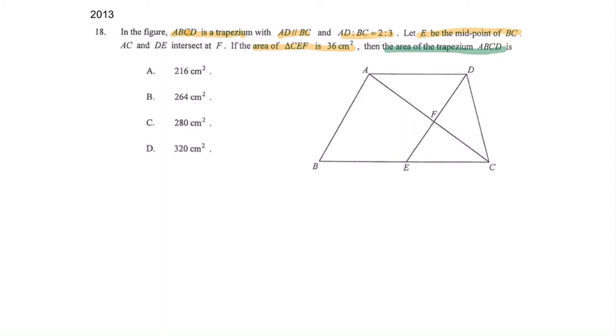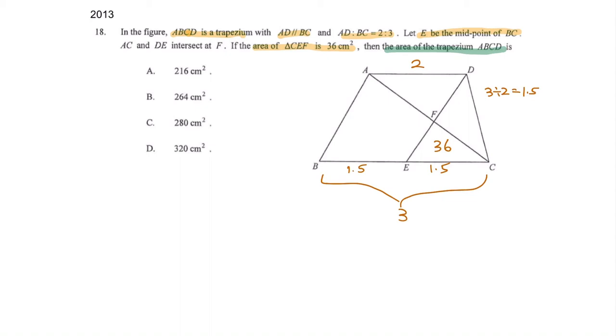AD and BC is parallel, nothing important in that yet. And then 2, and this whole thing is 3, and then next line, E is the midpoint. Midpoint means E is in the middle. So if the whole thing is 3, then half of it will be 1.5. And then we know AC and BD intersect at F, and we also know the area of CEF is 36 cm square. And what we have to do is to find the area of the whole thing.